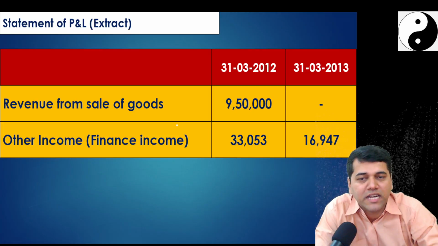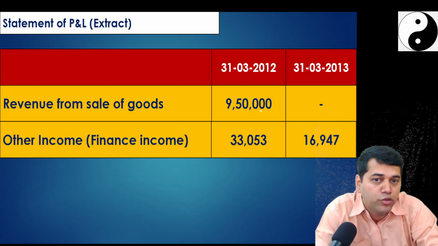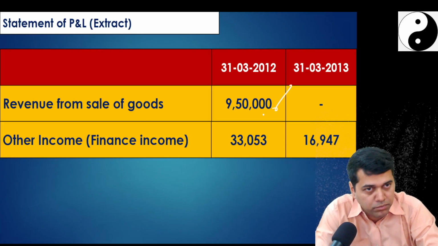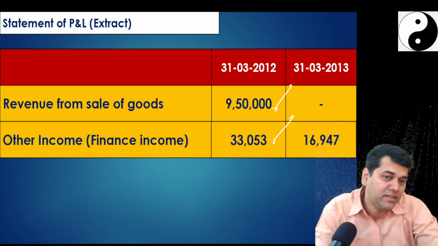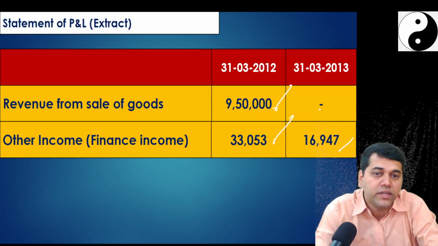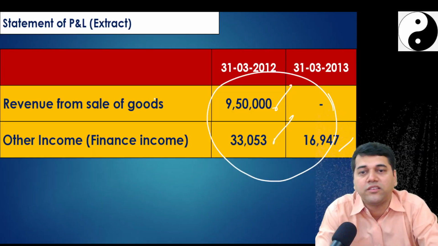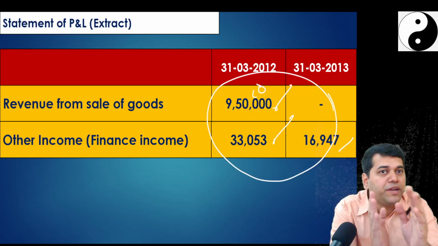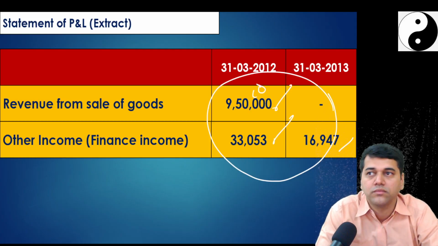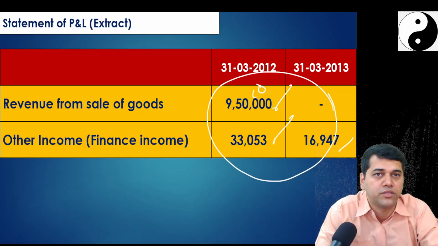So the P&L extract would be, in the first year in the revenue you would have shown the sale of this thing plus interest income of 33. And in the second year you would have shown 16. So what did they show? Entire, without any classification, they showed revenue 10 in the first year. This is true and fair presentation. Your 10 is not a true and fair presentation.